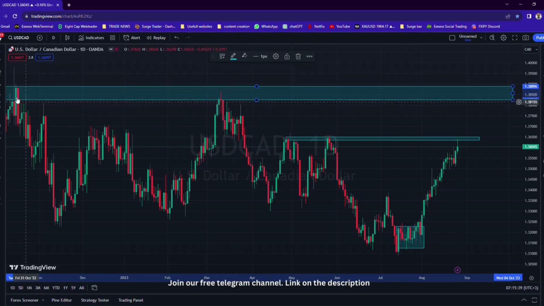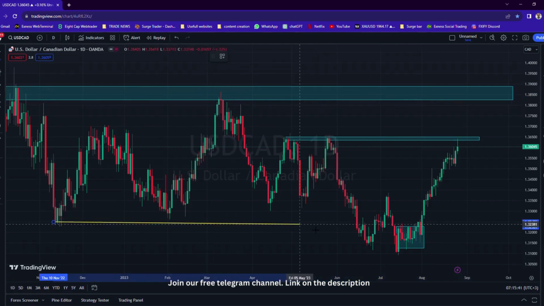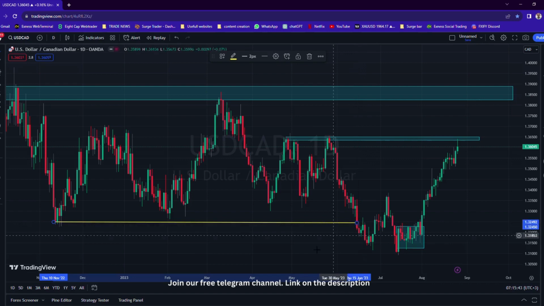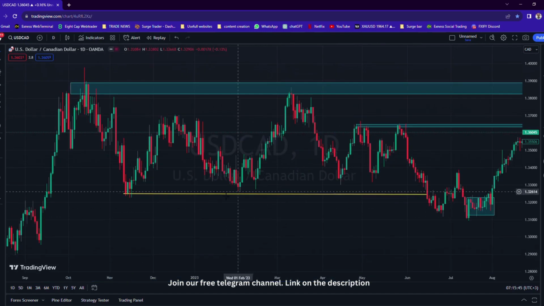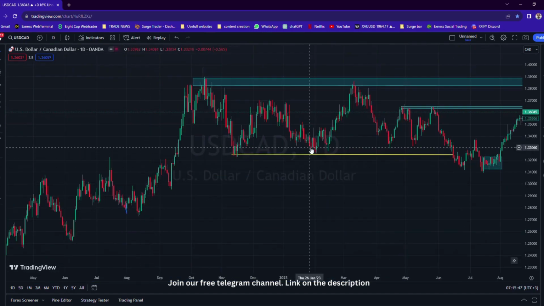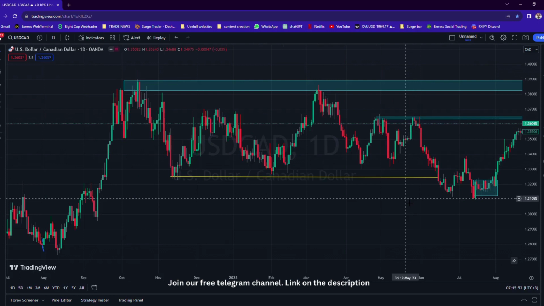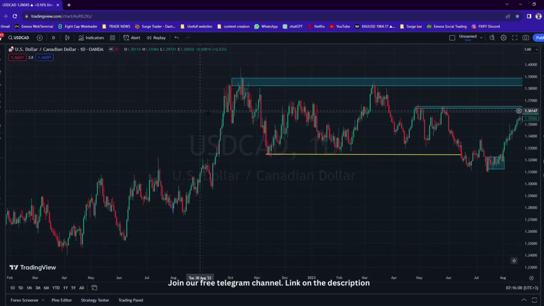Now, as you can see here, there was a break of structure right there. There was a change of character right there. It was there in June, because this is a 1 day time frame, so it takes a long time to see such a move. It was in June, a change of character from all this upward range to a break to the downside.